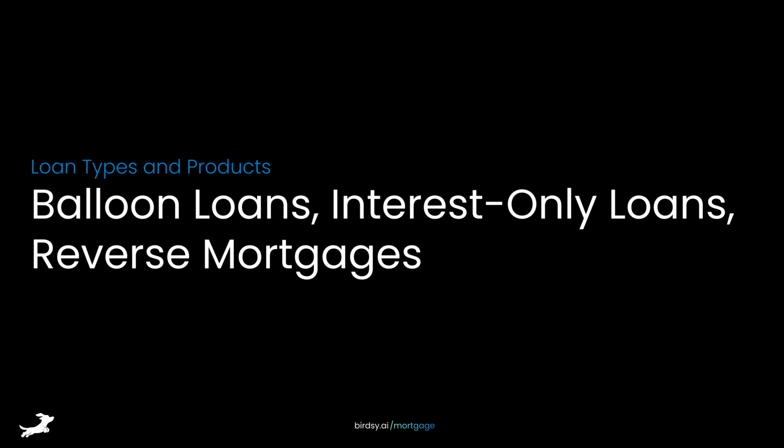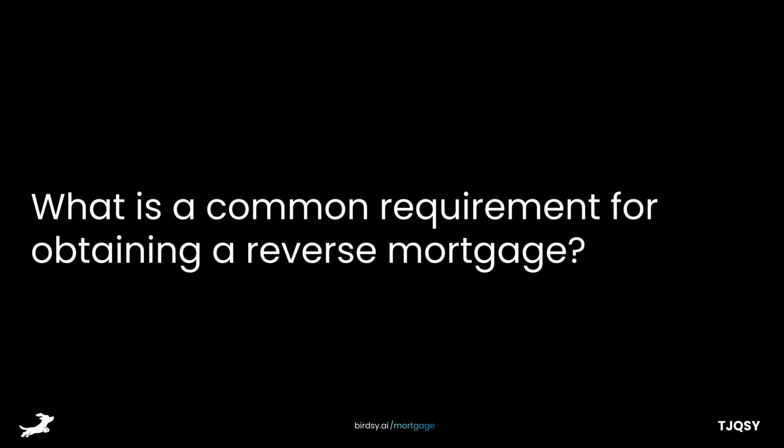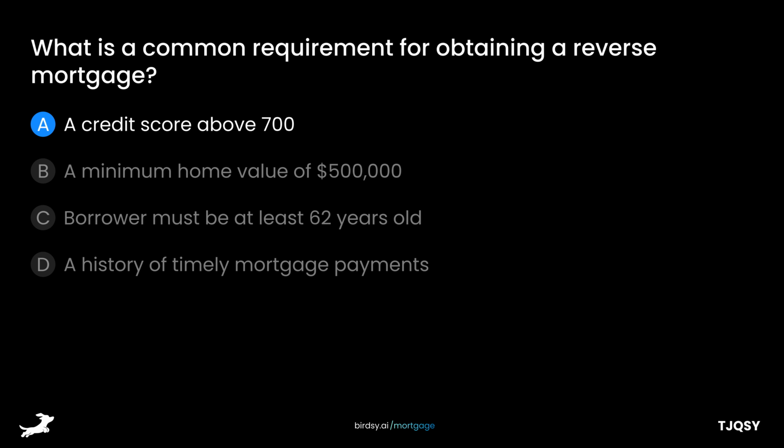Balloon loans, interest-only loans, reverse mortgages. What is a common requirement for obtaining a reverse mortgage? Is it A, a credit score above 700? B, a minimum home value of $500,000? C, borrower must be at least 62 years old? Or D, a history of timely mortgage payments?